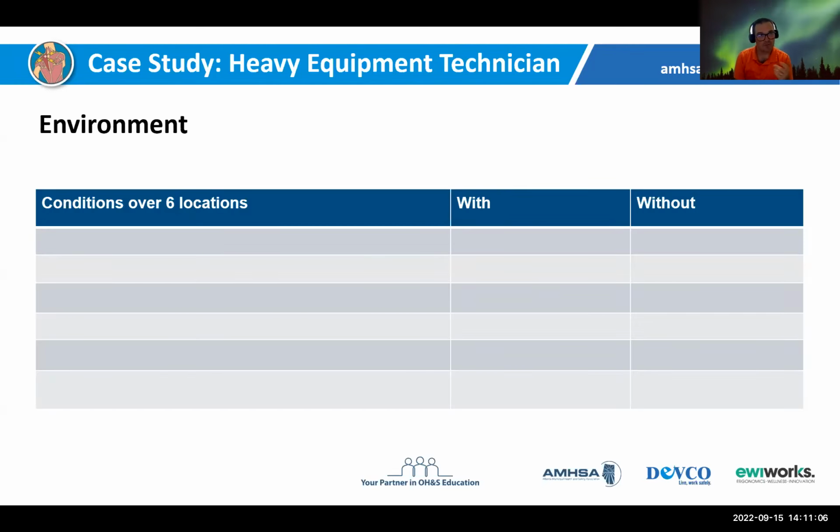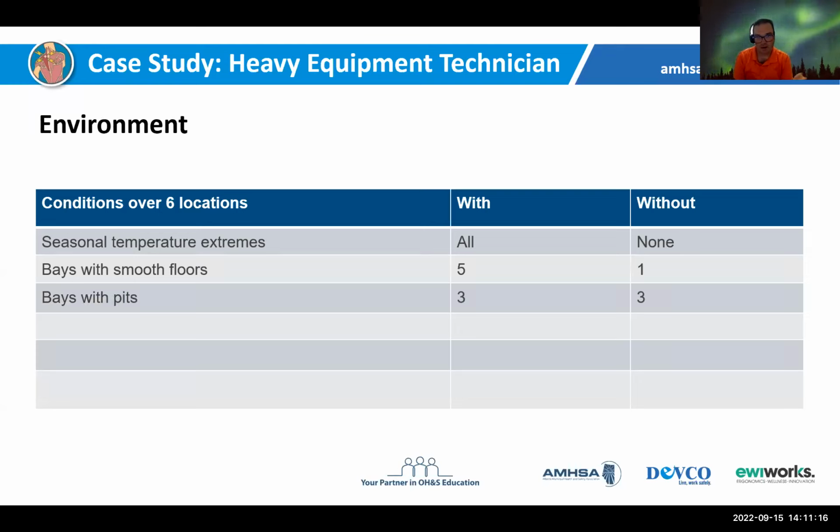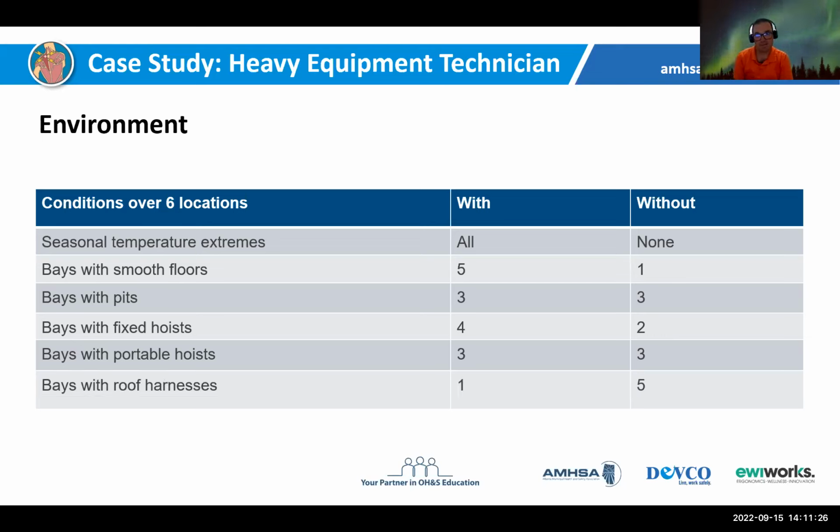So the environment, when we look at these 6 locations, the only thing that was the same was seasonal temperature extremes. Makes sense, we're in Alberta. When we look at all these other environmental conditions, so if they had smooth floors, not all of them had smooth floors. Only half of the shops had pits. Some of them had fixed hoists, some of them did not, some had portable hoists. One shop even required the guys to work with roof harnesses because of what they were working on. So again, we can see some pretty significant environmental differences just between shops.